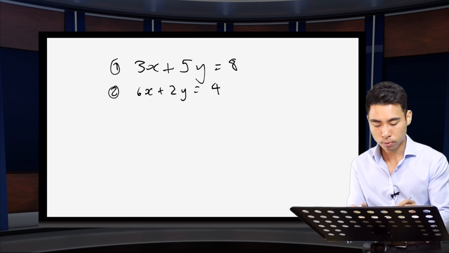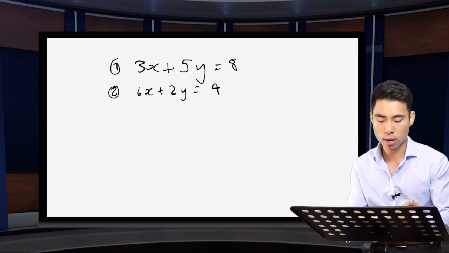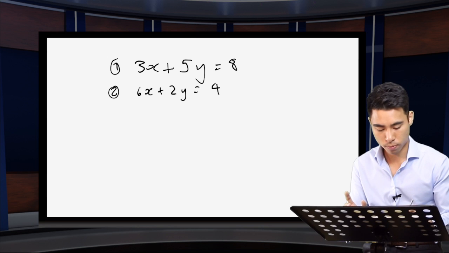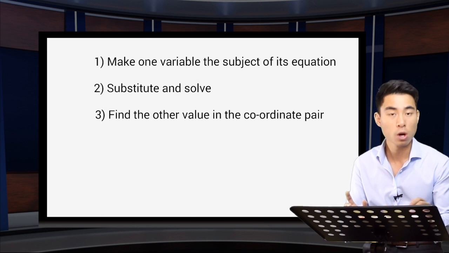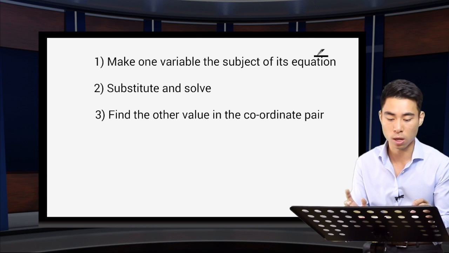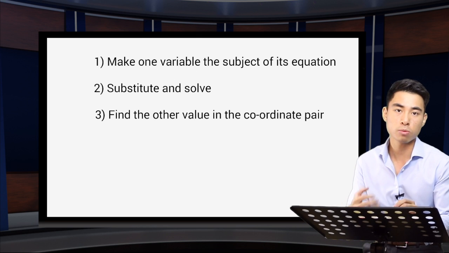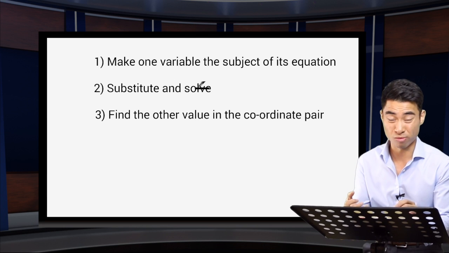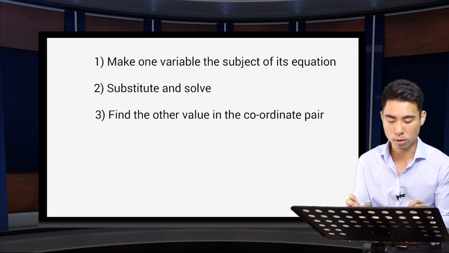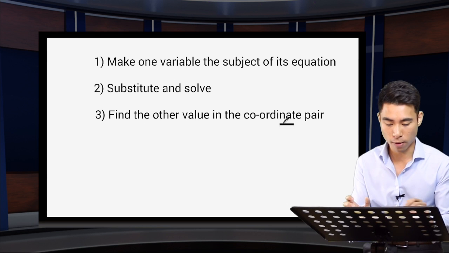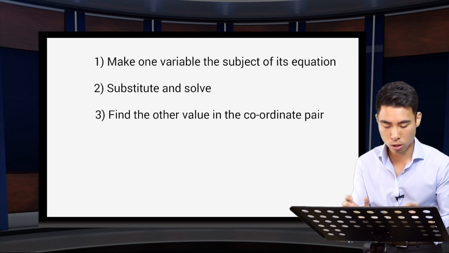So, solving by substitution, there are 3 steps involved. Your first step, you need to make one variable the subject of its equation. Number 2, you're going to substitute the resulting expression into the other equation and solve for one variable. And then step 3, you're going to find the other value in the coordinate pair. What does this look like in practice?